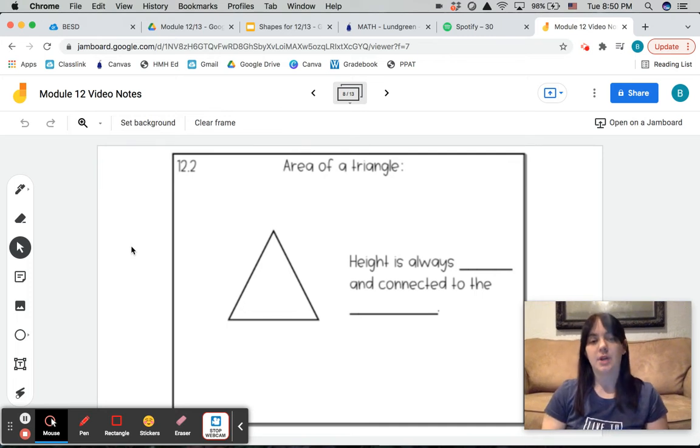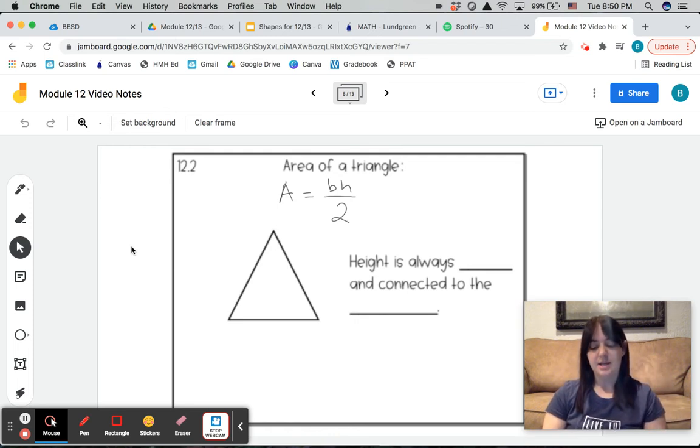Okay, so the area of the triangle. Area of a triangle equals base times height divided by 2. This will always be true for a triangle. Any triangle, any shape of triangle you see, it will always be base times height divided by 2.